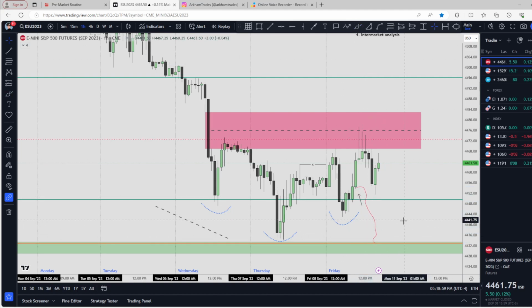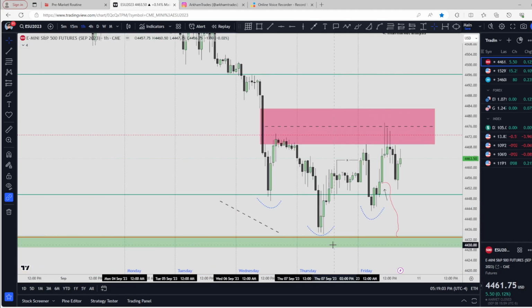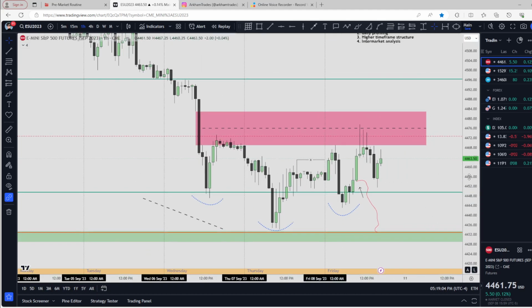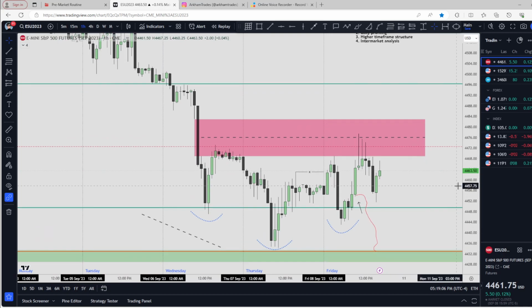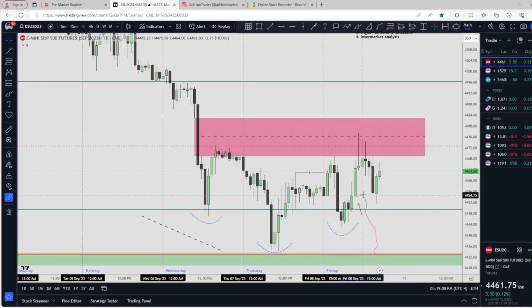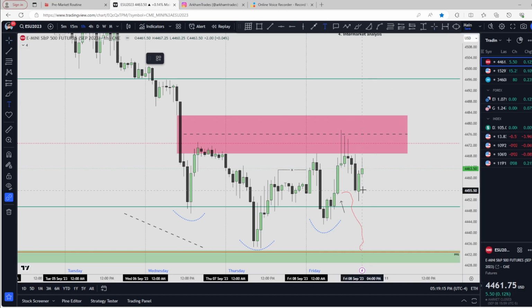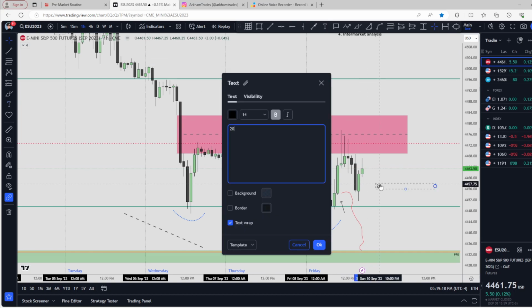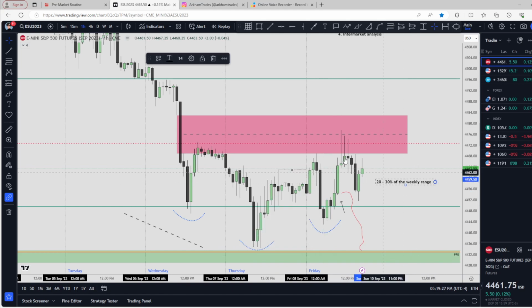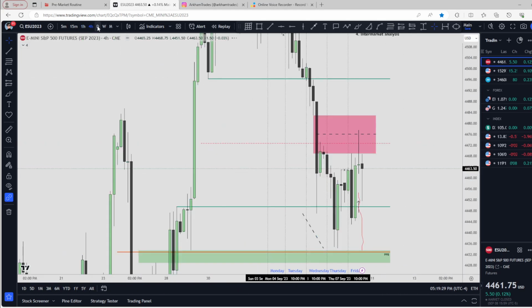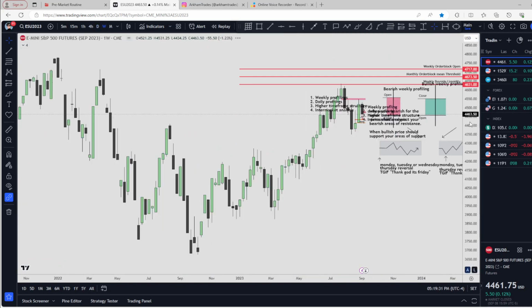We've already met our draw on liquidity. We've met where we wanted price to go for the week. There's no reason to see it continue going lower. We'd want to see it come back to 20 to 30% of the weekly range, which is TGIF. TGIF is based on the weekly candlestick.